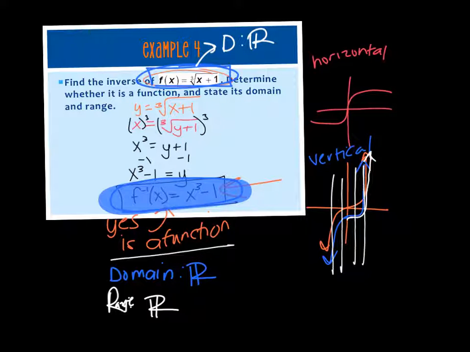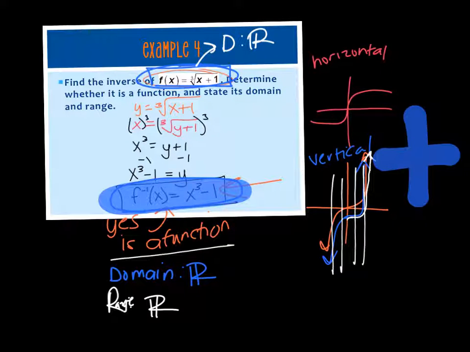And if you think about what the graph looks like, remember I drew over it a bunch, but it was this. My x values are going to be negative infinity to positive infinity, and so are my y values, which would be the domain and the range.